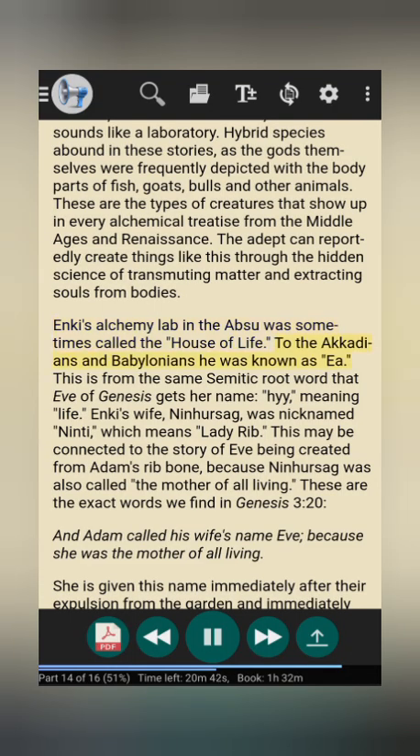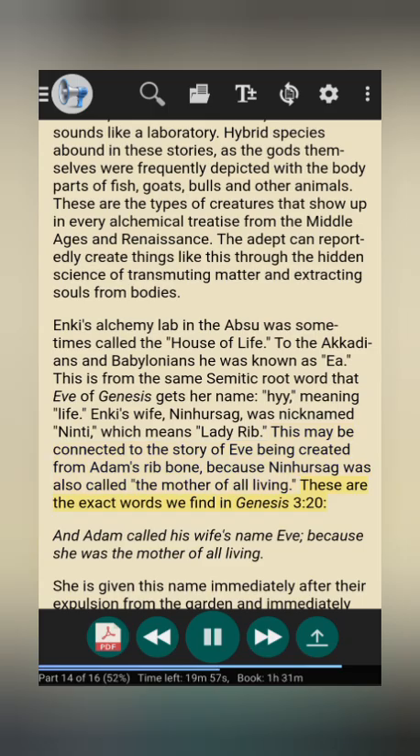To the Akkadians and Babylonians, he was known as Ea. This is from the same Semitic root word that Eve of Genesis gets her name, Hyy, meaning life. Enki's wife, Ninhursag, was nicknamed Ninti, which means Lady Rib. This may be connected to the story of Eve being created from Adam's rib bone, because Ninhursag was also called the mother of all living.